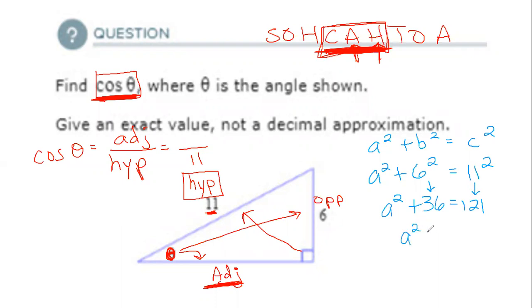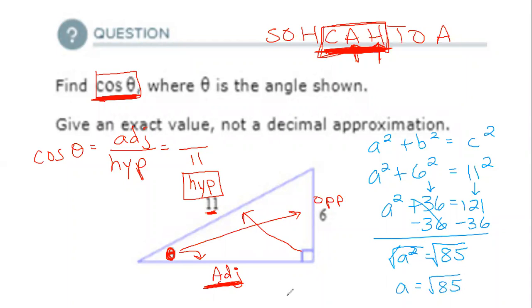Let me go back just to show every step. In order to get a by itself, I subtract 36 from both sides. The opposite of addition is subtraction, so that cancels that out. Then 121 minus 36 is 85. The opposite of squaring something, or taking it to the second power, is to take the square root. That will cancel that out. So I'm left with a as the square root of 85.